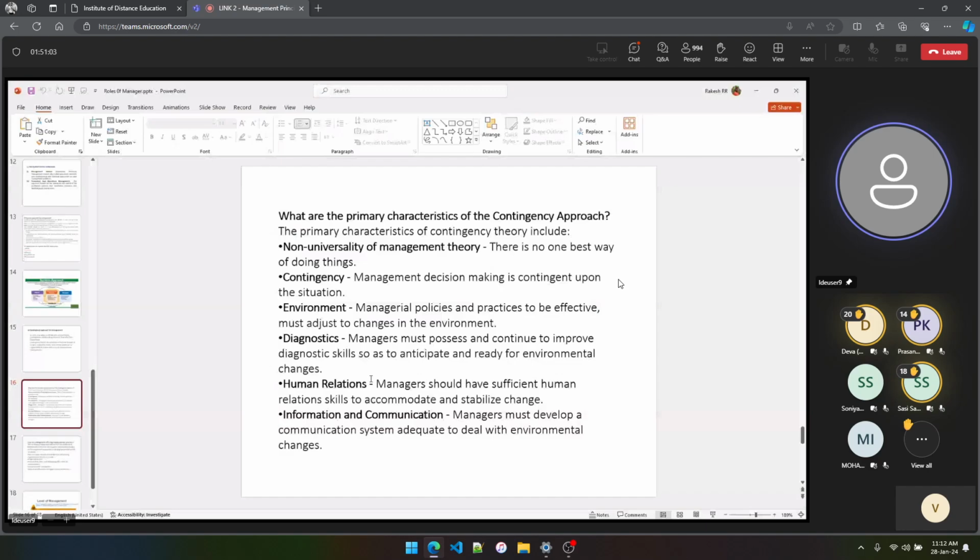Okay, based on that particular situation, you have to take the decision. As per the company, if you are coming late after 1 hour, automatically half a day LOP. But as a manager, at that particular point, you have to listen to them and see whether their reasons are all valid. If it is a valid reason, then definitely you can allow them to get the complete attendance out of it. Okay. Environment. Managerial policy and practices to be effective must adjust to changes in the environment.